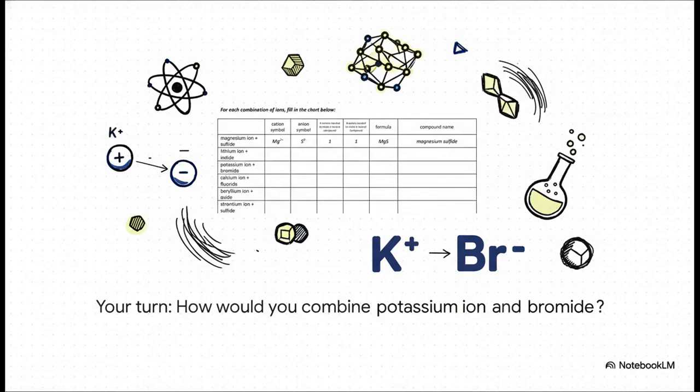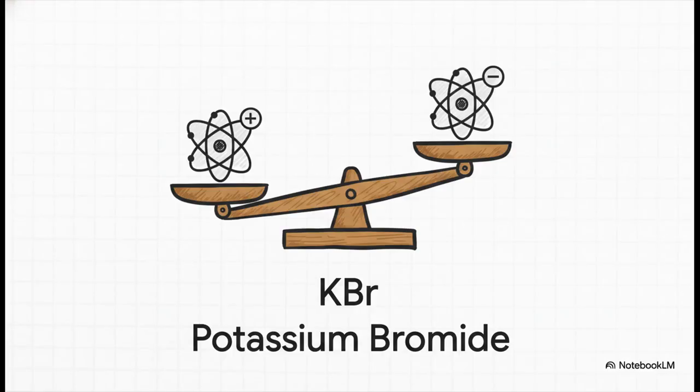Just take a second and think it through. And there you go. Potassium's got a 1+ charge, bromide has a 1- charge. They balance each other out perfectly, 1-to-1. So the formula is just KBr. And for the name, you take the metal, potassium, and add the nonmetal with that ide ending, potassium bromide.